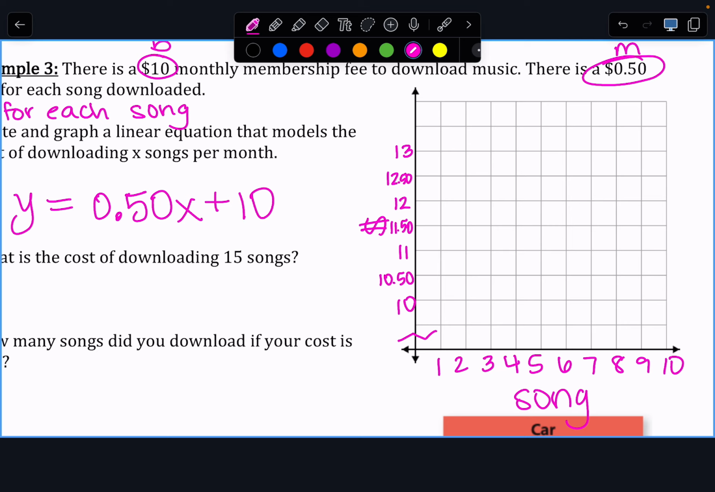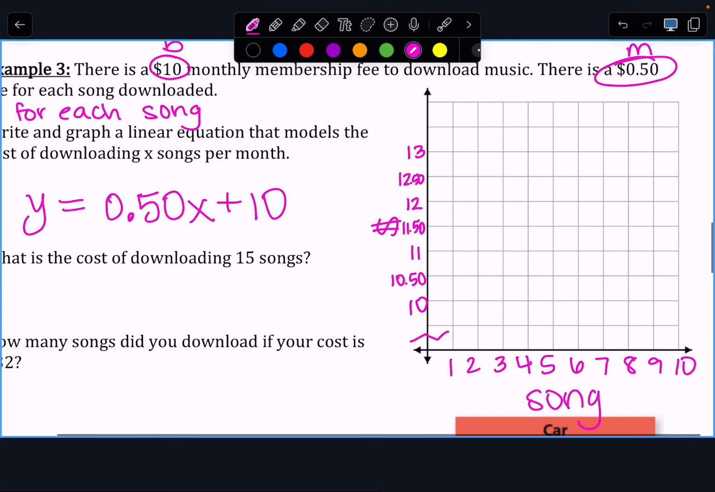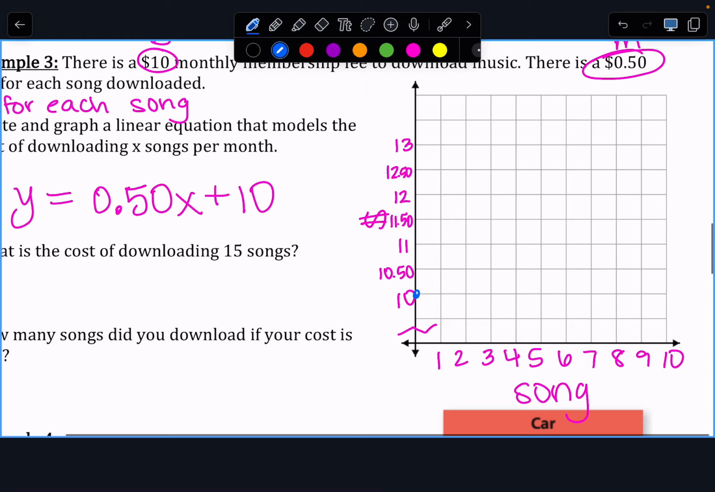The reason I am counting by 0.50 is because it's the slope. And it's going to make drawing my line easier because now I can start at my B and I can go up 0.5 over 1. Up 0.5 over 1. I can go rise over run to get my slope. Isn't that so nice that we can just do that?